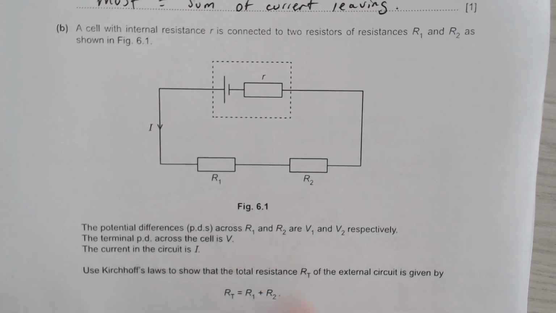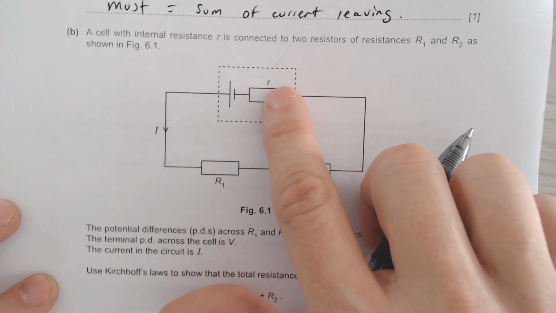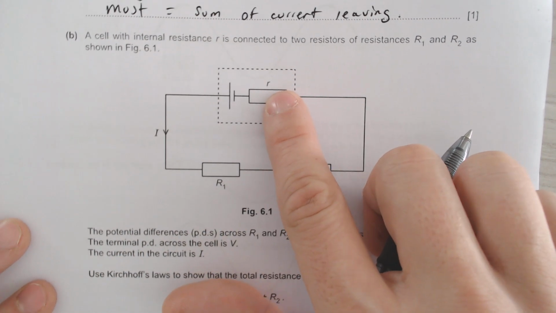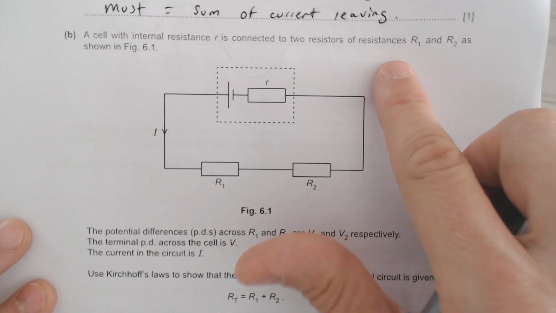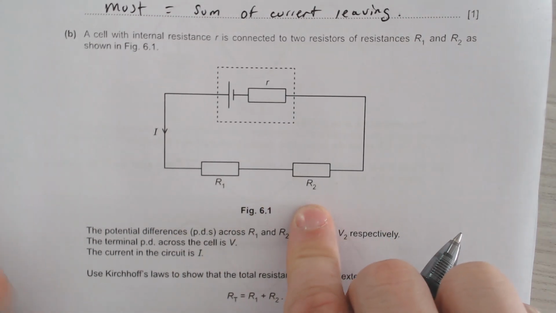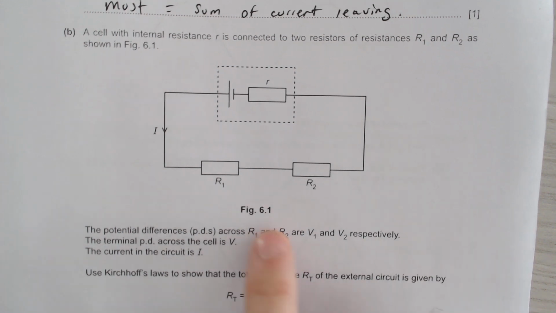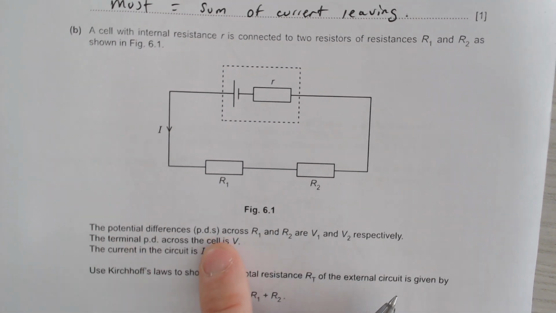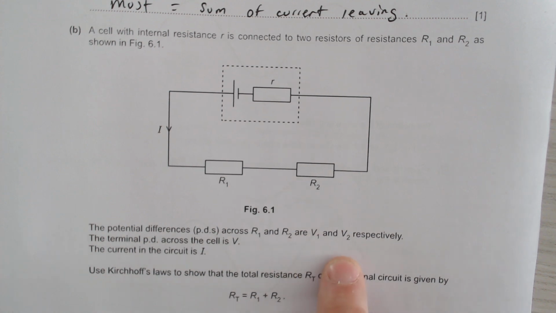It says a cell with internal resistance r, that's this guy. Normally the internal resistance is a lowercase r, and the external resistance is normally denoted with bigger R's. In this case, we have two external resistors, as shown in figure 6.1. The potential differences across R1 and R2 are V1 and V2 respectively.